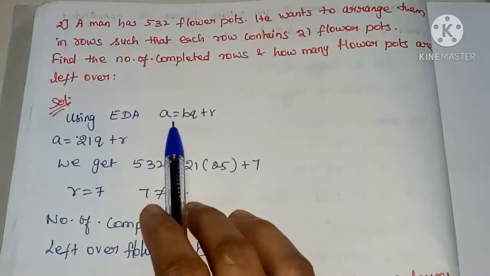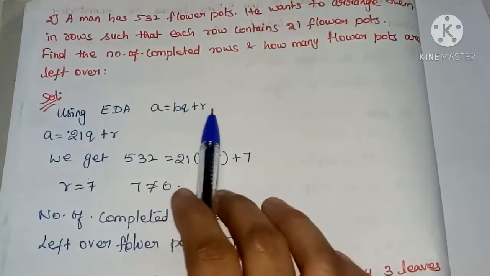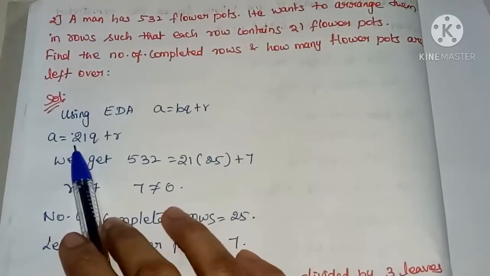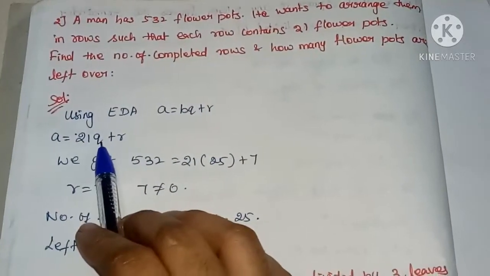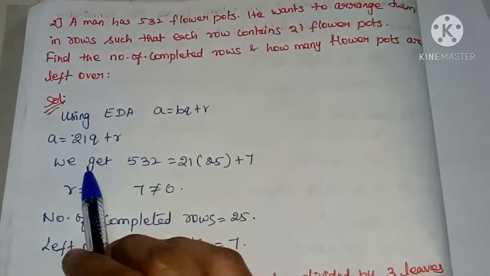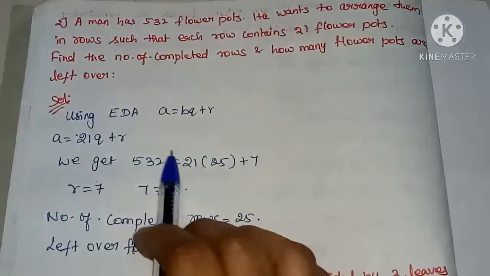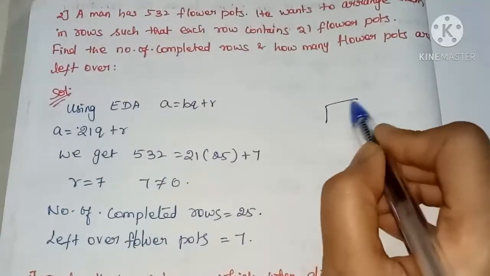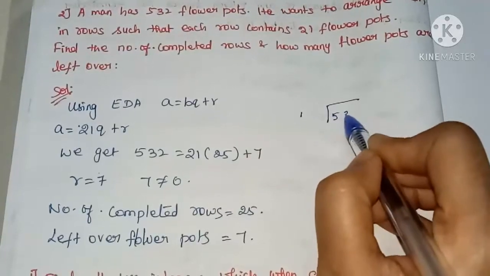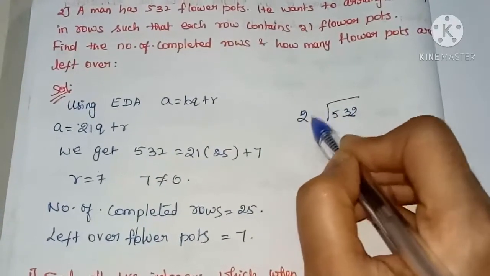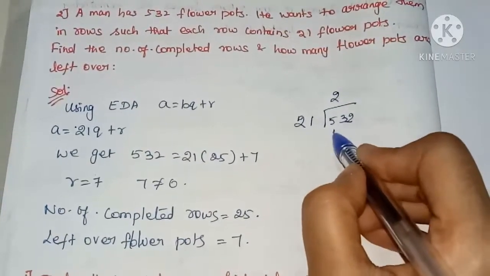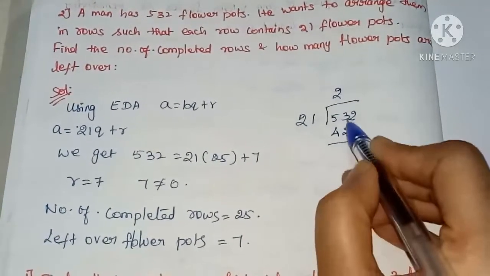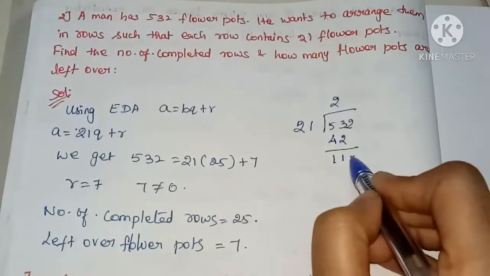Using Euclid's division algorithm, which is a is equal to bq plus r. A is equal to the total number of pots, 532. How many pots in a row? 21. So b is 21, q we don't know, the quotient, and the remainder. Here total number of pots is 532. In each row there should be 21 pots. So 2 into 21, 42. Remainder 1, 1, 2.